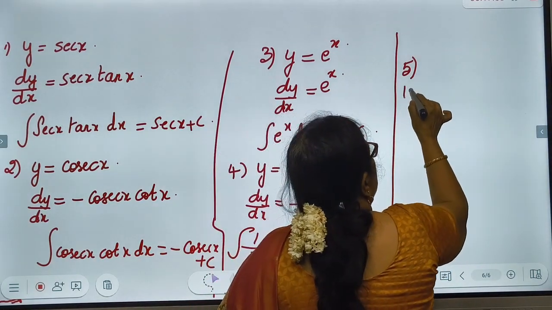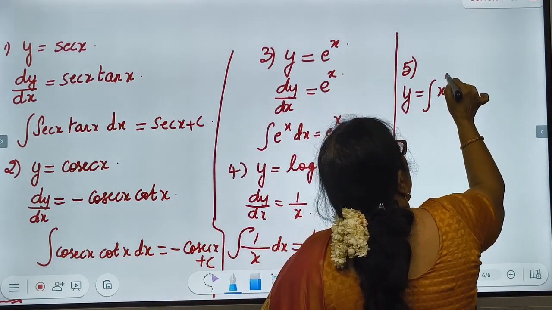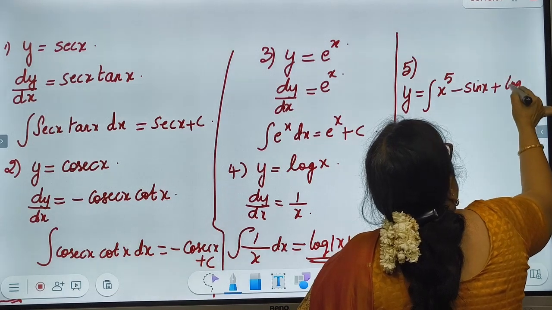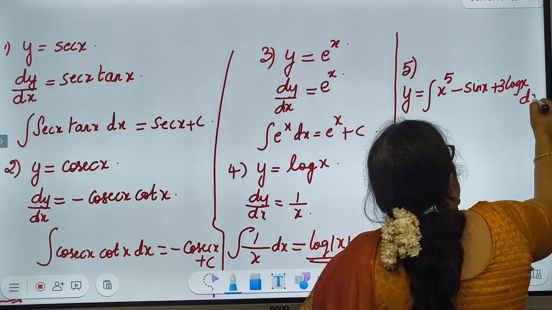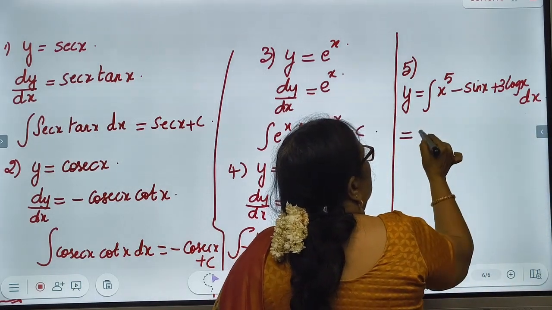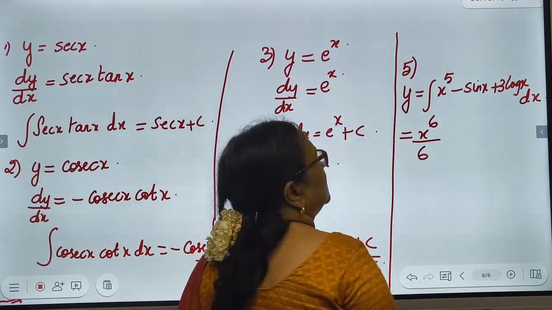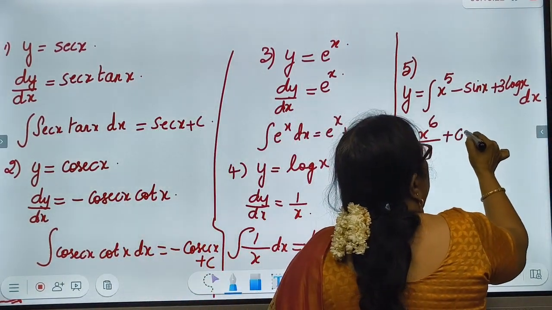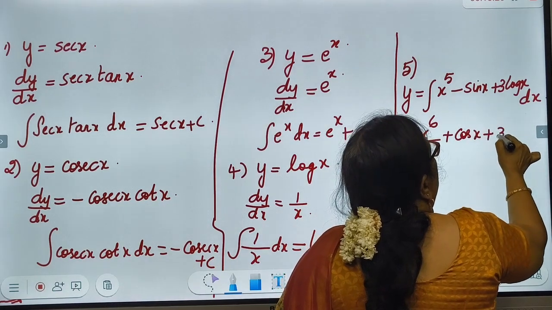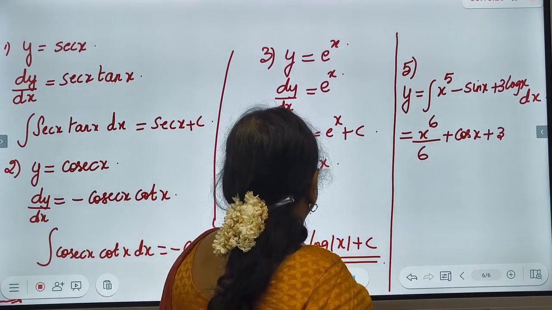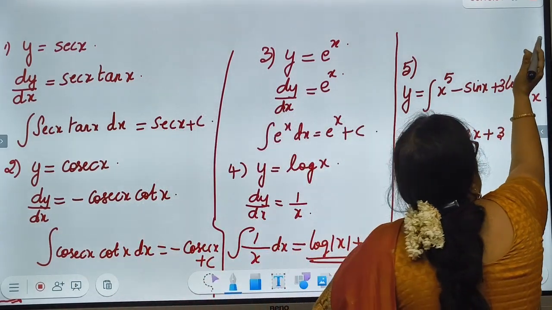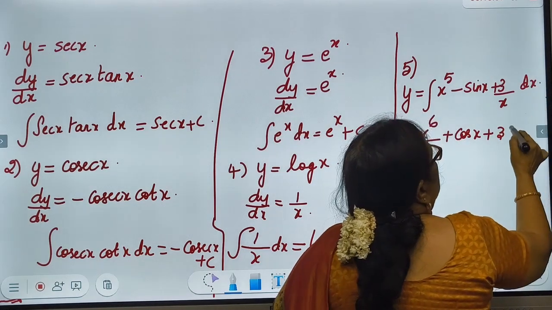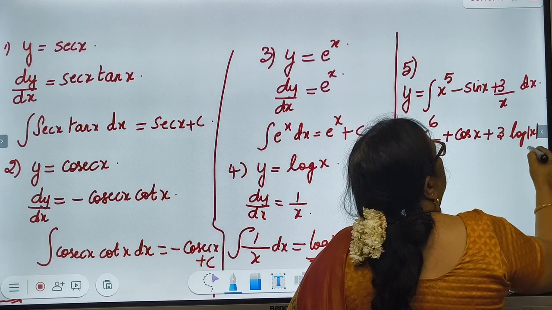Now let me give you a combination. Y equals integral of x power 5 minus sin x plus 3 by x dx. This will be x power 5, the integral is x power 6 by 6. Integral of sin x is minus cos x, so you will get plus cos x. Plus 3 integral of, instead of log x, I will write 3 by x, which is what I wanted to write in the first place. Plus 3 log mod x plus c.